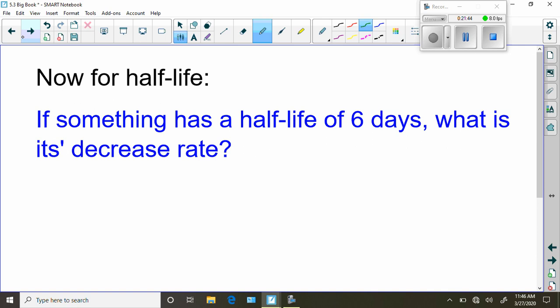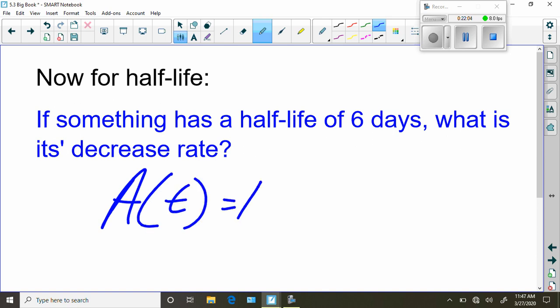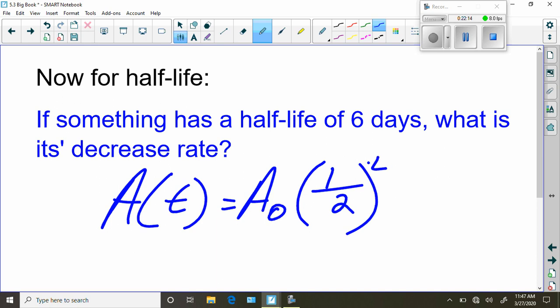If something has a half-life of 6 days, that means in 6 days, half of it's going to be gone, okay? What's its decrease rate? What is it decreasing at a rate of, okay? And so it doesn't matter what the starting amount is, but we could put in something, but we're not going to. So the initial amount doesn't matter because I'm just trying to figure out the percentage. Instead of 2 for doubling, now I'm just going to put in a half. But it's still going to be t over, but this time it's 6 instead of 8, and you can't do a shortcut for this one.